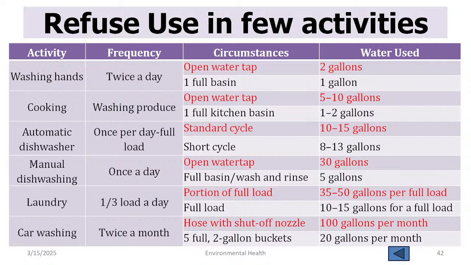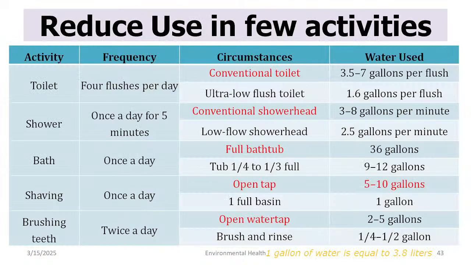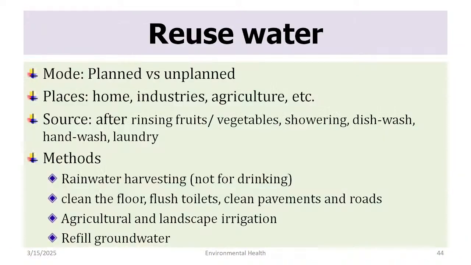So first is refuse, then we have reduce. We can reduce because we cannot ask somebody to not flush. That's a good thing. But we can change the flush so that we can reduce. So इस type का flush लगाएं कि वो reduce हो जाए. So we can reduce, we can diffuse, we can reuse also.